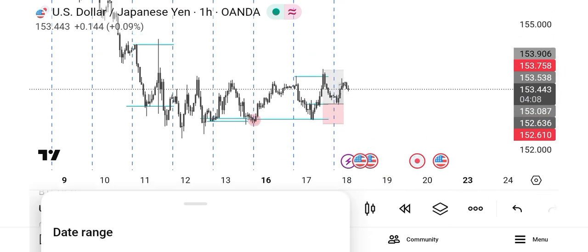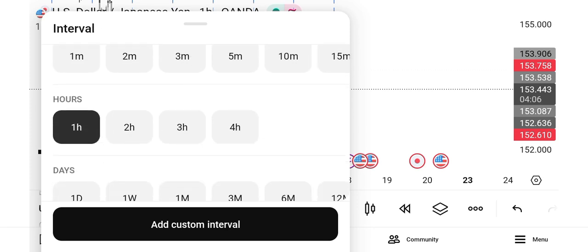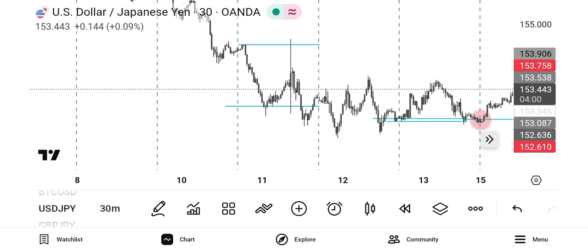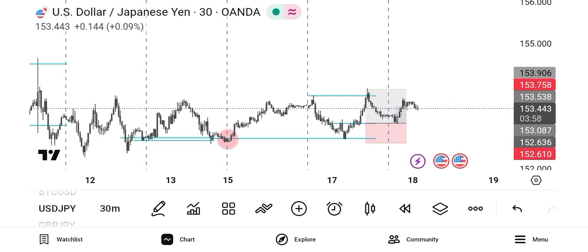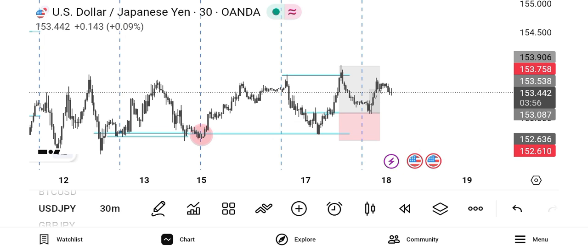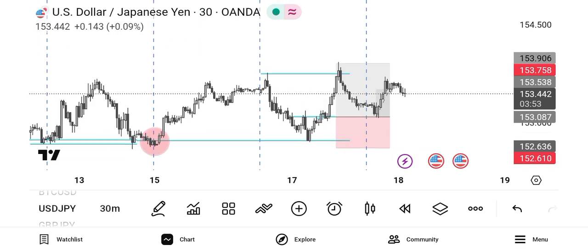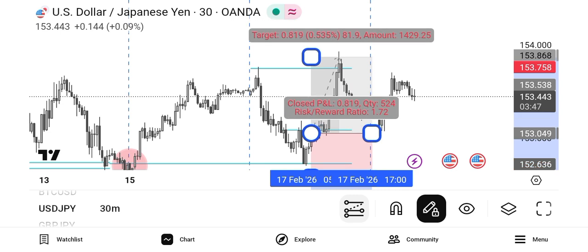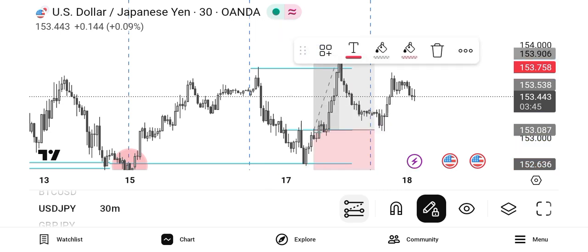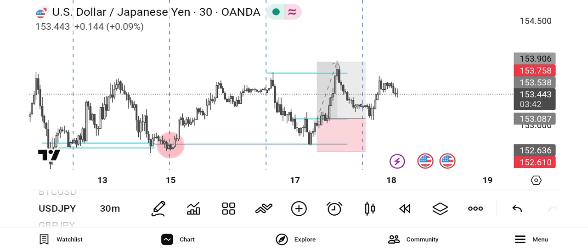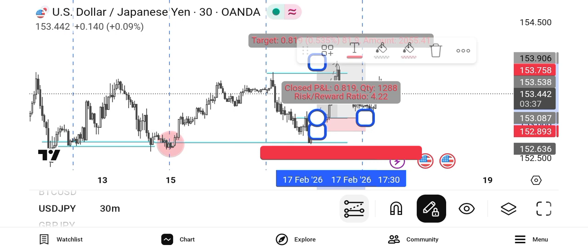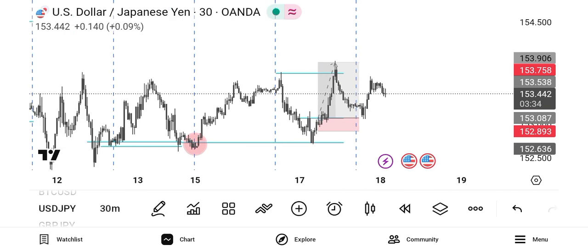Then for your stop loss, I used the 30-minute time frame order block, which was basically there. So that was it, guys. Simple as that.